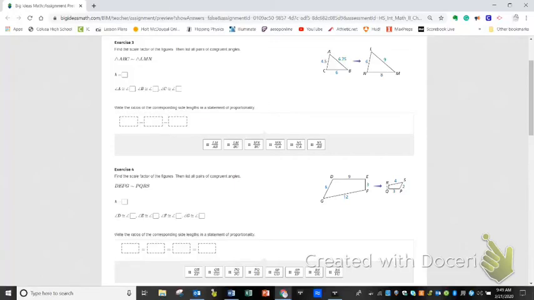Exercise 3 comes in 3 parts. The first part of the question is asking us to find the scale factor. The second part is asking us to list the congruent angles. And the third part is asking us to list the ratios of the corresponding side lengths. First, we want to find the scale factor.